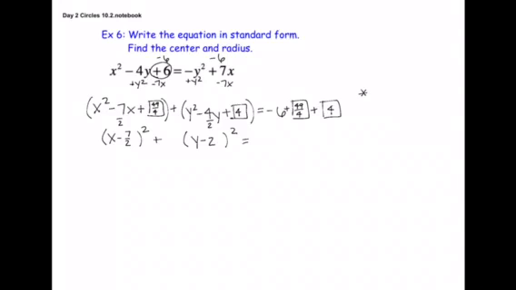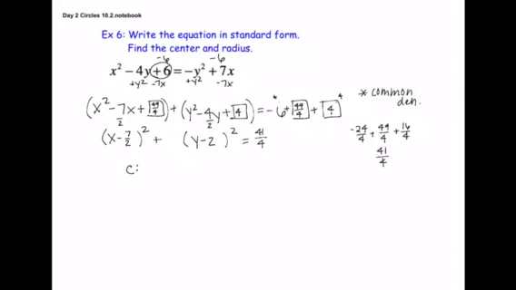So in order to add or subtract fractions, you need a common denominator. So I can multiply all of these by 4 to get my common denominator, and I get -24/4 plus 49/4 plus 16/4, which combines to 41/4. So I'll go ahead and write that on the right-hand side of my equation.